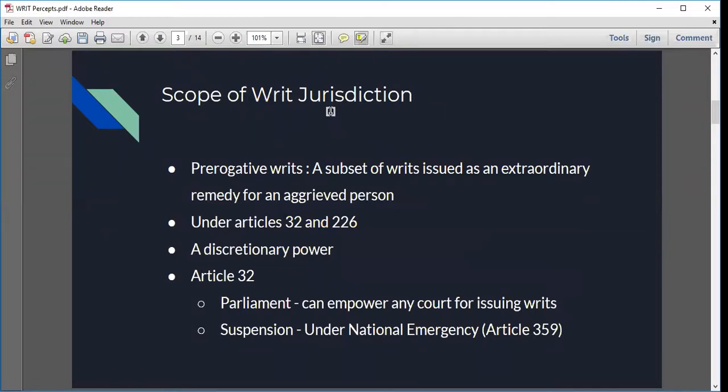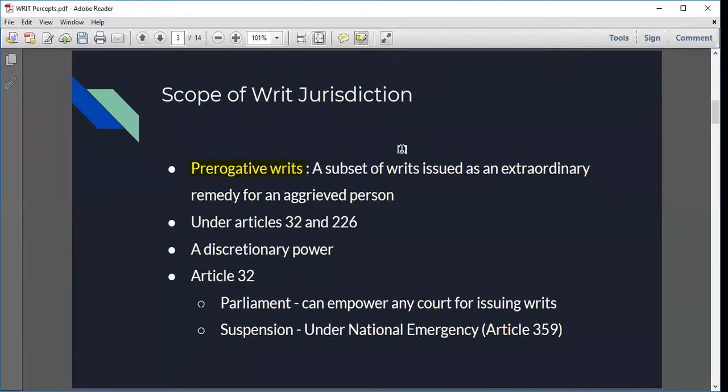Okay, now scope of writ jurisdiction. Now when we talk about the scope of writ jurisdiction, what we are trying to understand is कि writ jurisdiction को हमको कैसे use करना है, how we can use it. Now we have used the general term writ. Okay, now I am just introducing a new term which is prerogative writs. Okay, now prerogative writs are nothing but a subset of writs. So let's say what are writs? Writs are written orders. Now prerogative writs are special orders or extraordinary remedies for an aggrieved person.